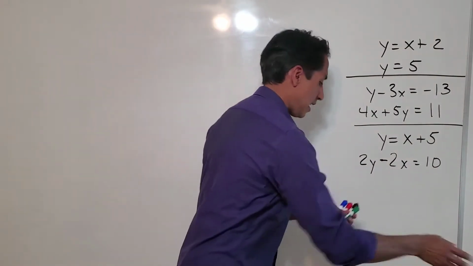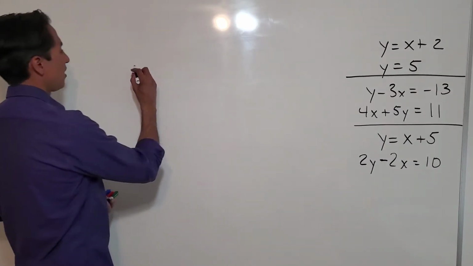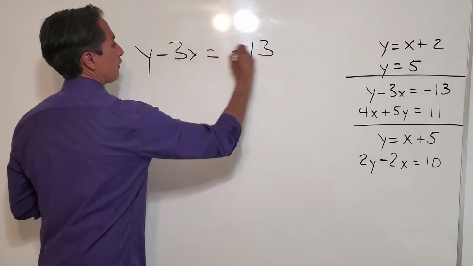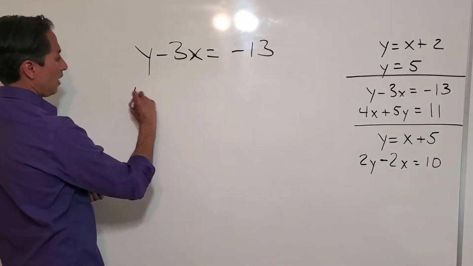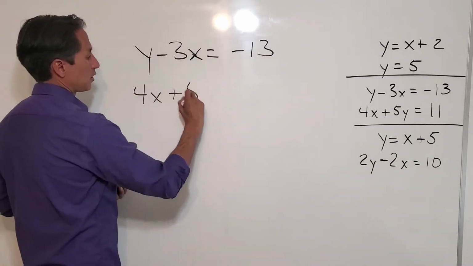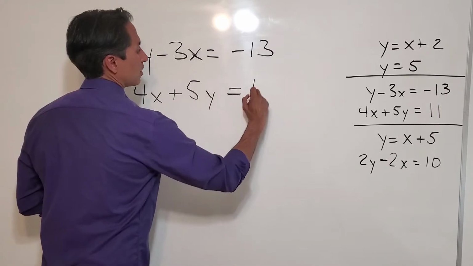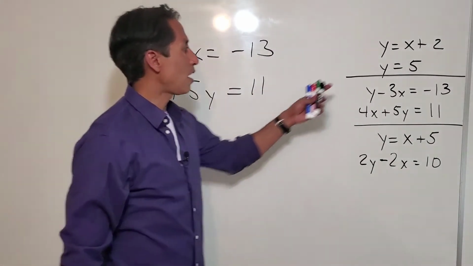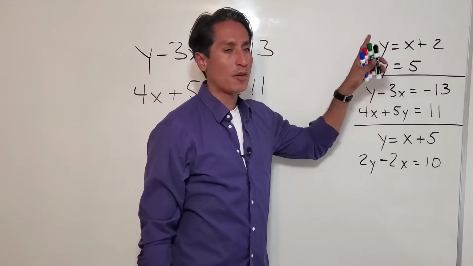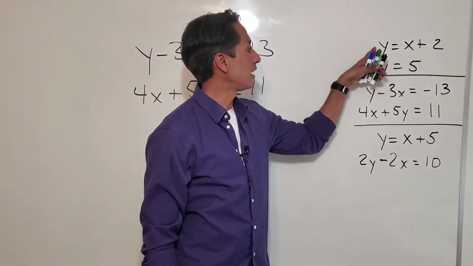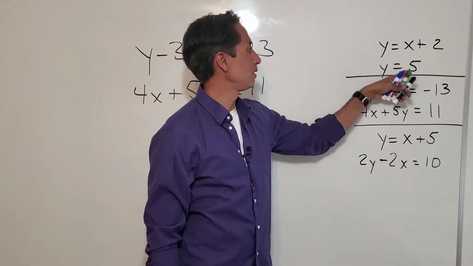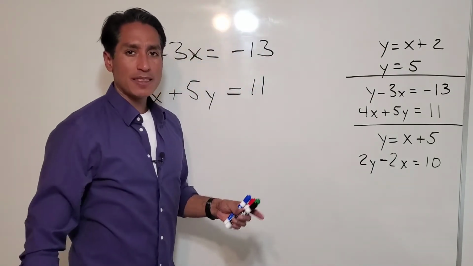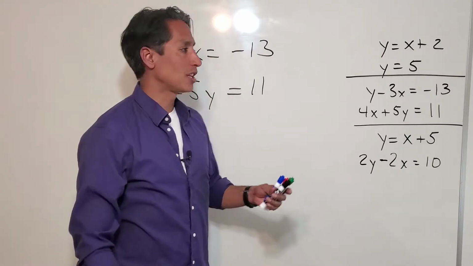Okay, so now I got y minus 3x equals negative 13 and 4x plus 5y equals 11. Okay, so the next method, if the problems aren't like this where it's super quick, where you can just plug this guy in right there because y equals 5, then plug it into the other problem. Now they want you to use a different method, usually called substitution.